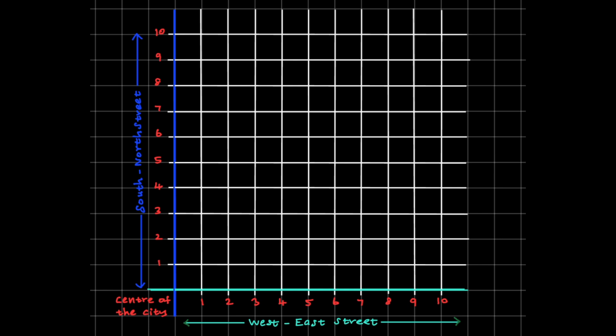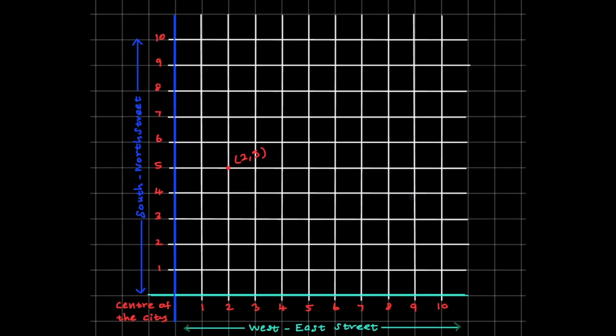So in our question, 2, 5 is a street intersection. 2 is running in the direction of north to south. So this is the second street running in the north-south direction, and the fifth street in the direction of east and west. This is the fifth street. So this is the cross section of these two streets. So this point we can represent as 2, 5. It's mentioned in the question. This point is represented by the coordinate 2, 5. This is given in the question.